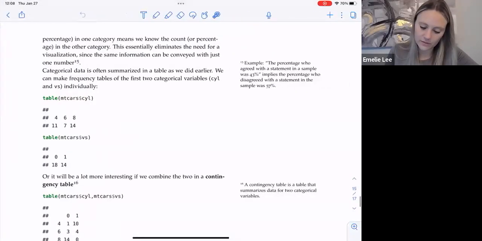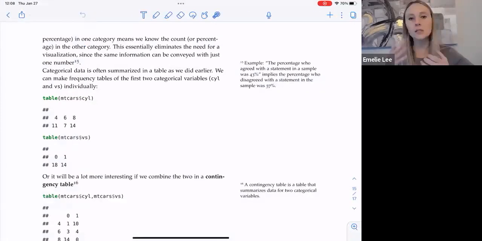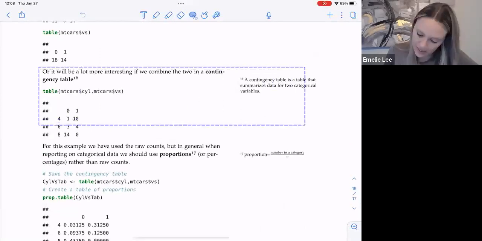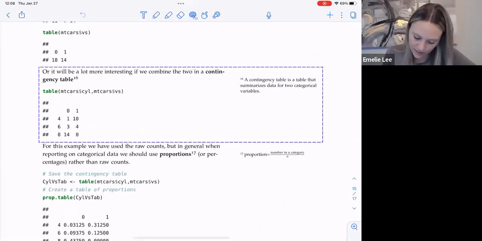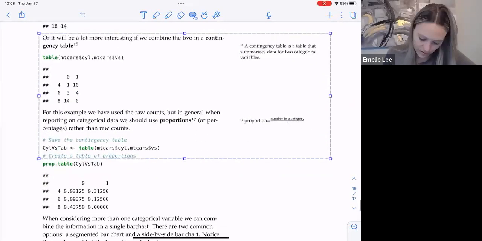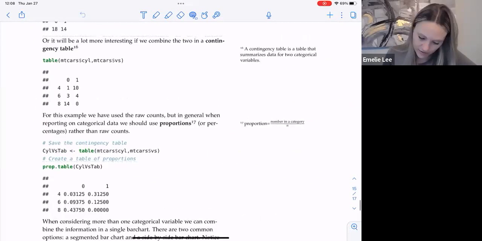Now, analyzing and looking at single categorical variables can only get us so far, right? We can get counts in each of the categories, and that's it. So usually what we're more interested in is how do these two categorical variables relate to one another? So it'll be a lot more interesting.